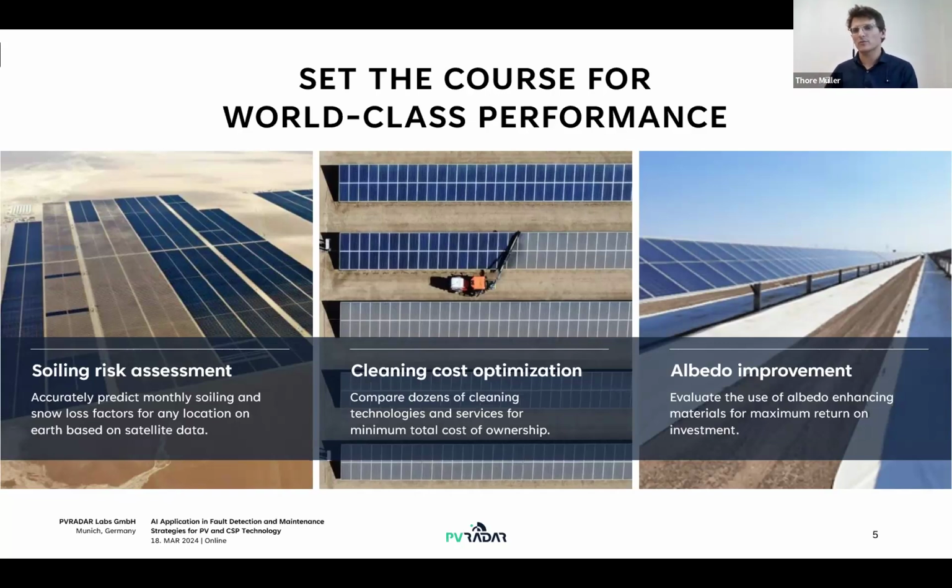And then there's a third topic that we're working on, that is the question of albedo improvement. Also a question that during design, especially in locations that are very dry and arid, it makes sense to consider those geotextiles or white plastic surfaces below bifacial modules that enhance the reflection of the ground and therefore yield additional energy and usually pay for themselves after just a few years. During my presentation today, I will be focusing mostly on soiling estimation and cleaning cost optimization.